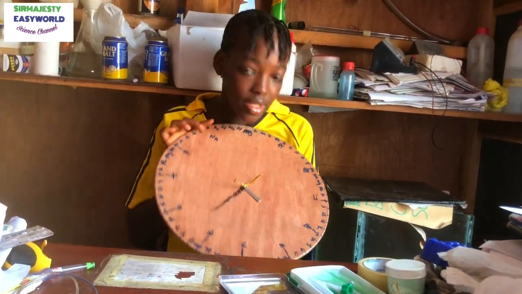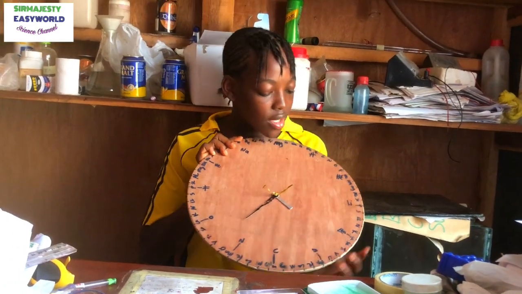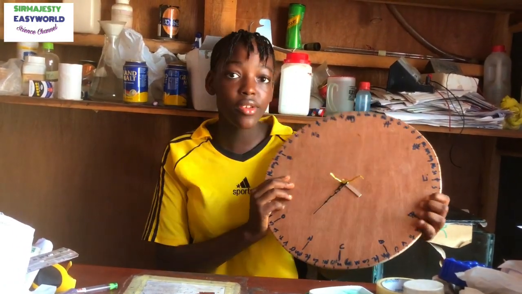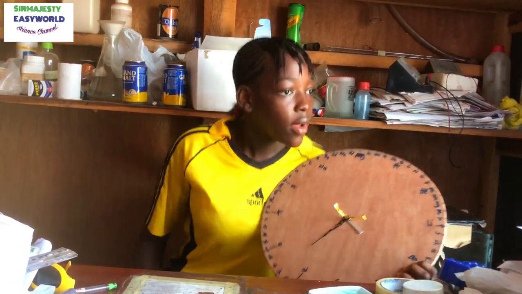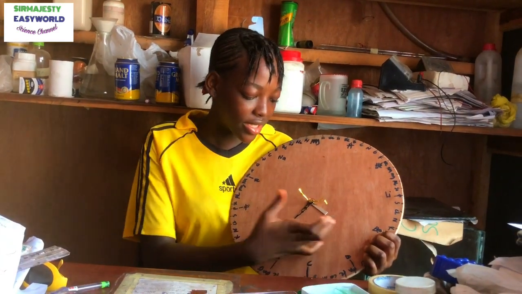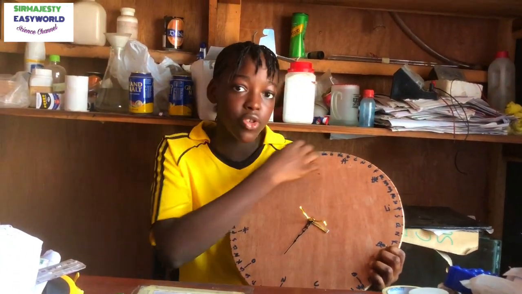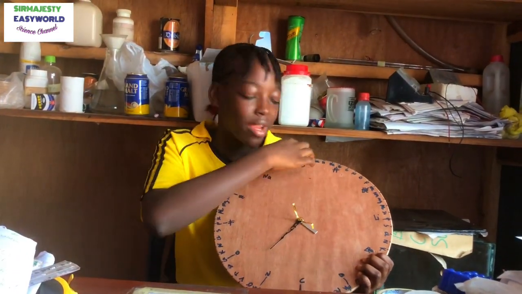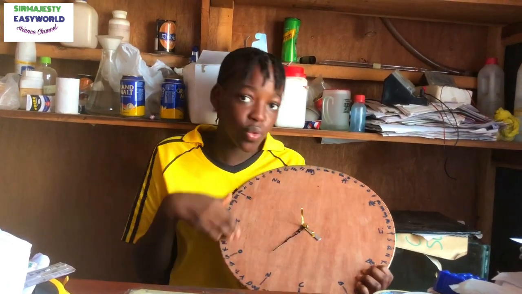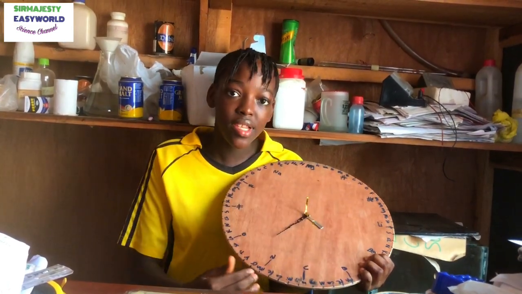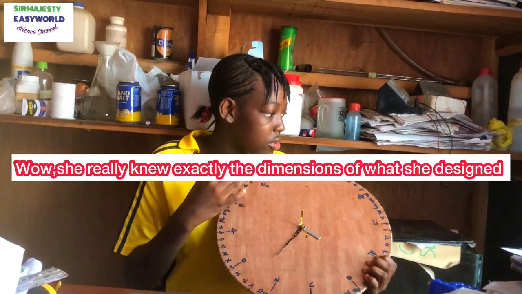This clock is a chemistry clock, and in making this clock, you can see clearly I used the plywood. So, first of all, before we add the engine and the arms, we have to measure. As you can see earlier, I said my circumference was 120, my diameter 38.2, and my radius 19.1.